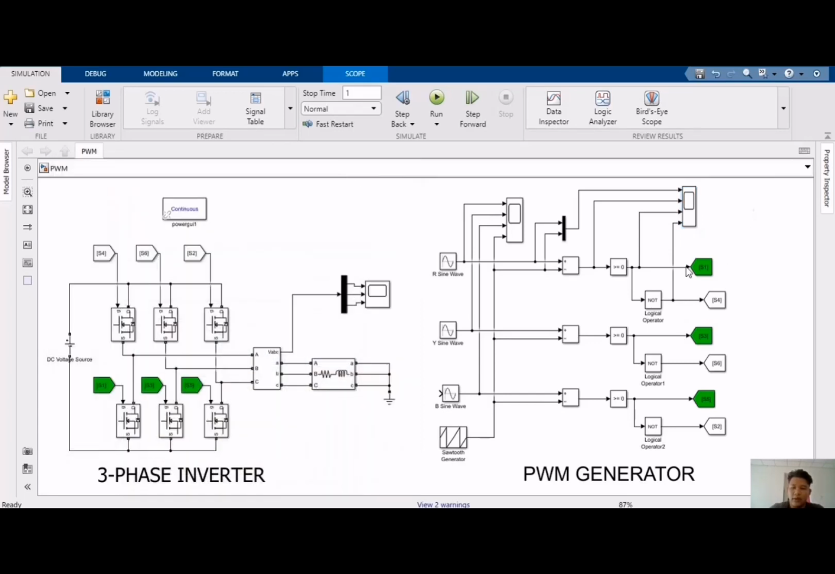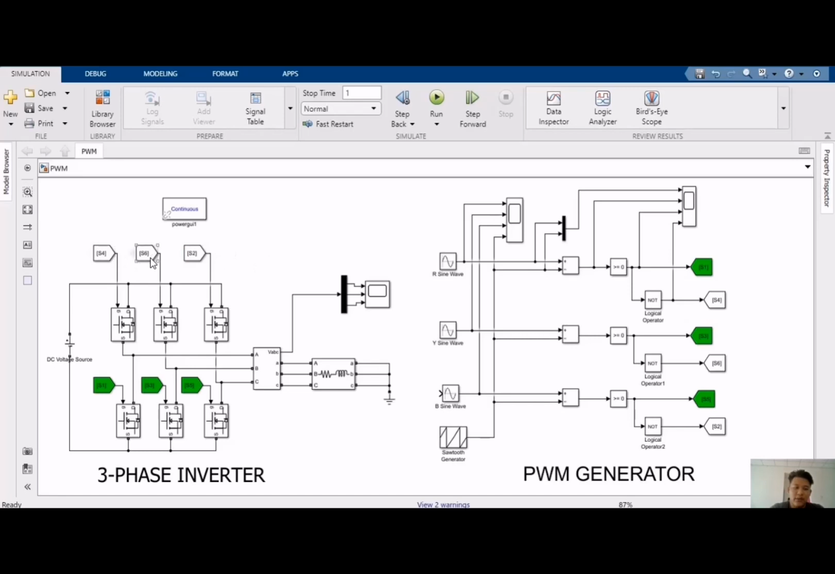Okay, from the PWM generator, the input will go into the three-phase inverter. As we can see here, the S1, S3 and S5 are from the PWM generator, where S1 is from the R sine wave, S3 is from the Y sine wave, and S5 is from the B sine wave.